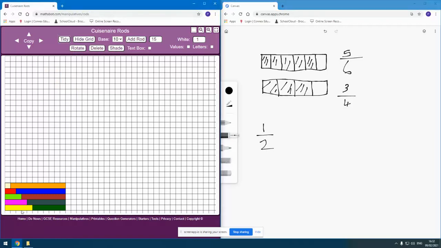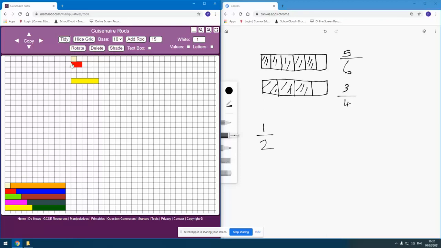And of course, you can move on from there and say, right, well, what if the green is 1? What if the purple is 1? What if the yellow is 1? Well, if the yellow is 1, then of course this is 1/5, because it takes 5 of them to make the same length as 1. And this is 2/5. The red rod is 2/5, because it is twice the size of 1/5.